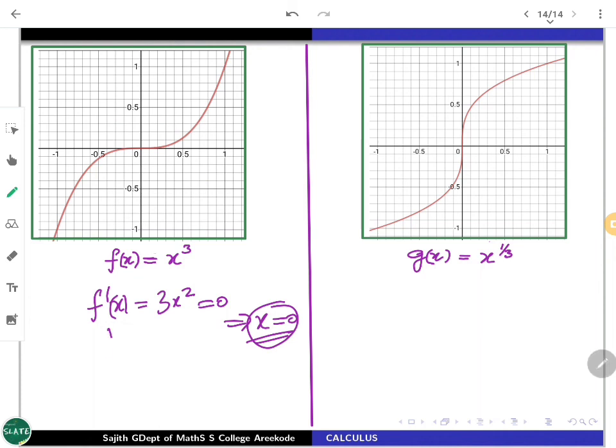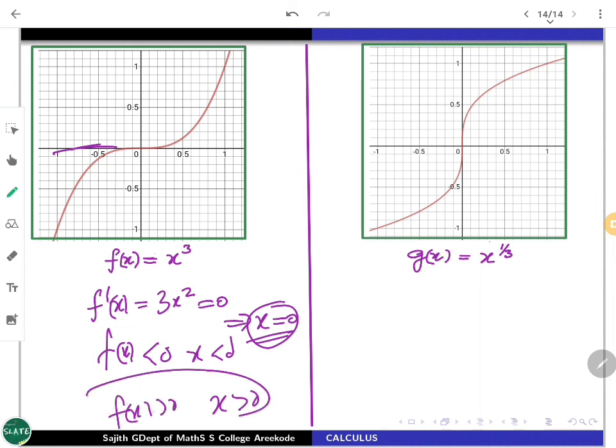See, if you look at f of x values for x less than 0, whenever you are on the left, the functional values are below the x-axis, which means f of x is negative. But if you look at x positive, you get f of x greater than 0. This says that it cannot have a relative extremum at 0, even though it is differentiable.